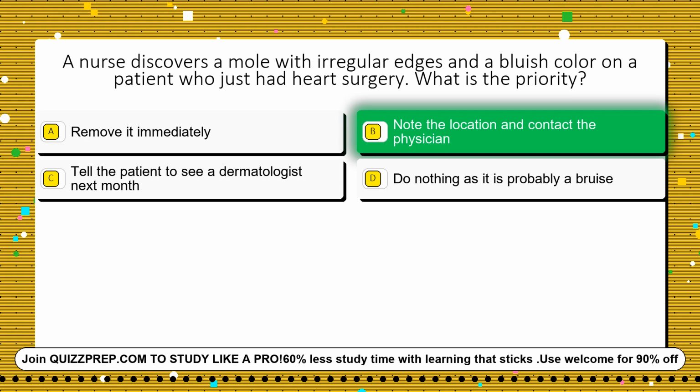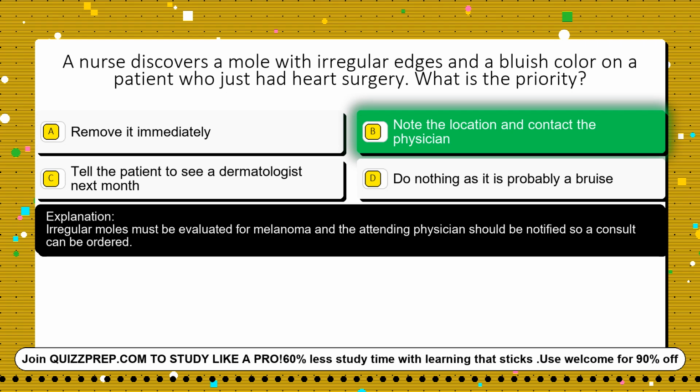The correct answer is option B. Note the location and contact the physician. Irregular moles must be evaluated for melanoma and the attending physician should be notified so a consult can be ordered.